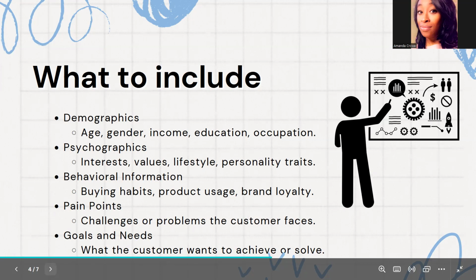Okay, and then the final element would be goals and needs. You should understand what they're trying to do, all right? What the customer wants to achieve or solve. That's going to be your goals or needs. So if we're going back to the coffee example, the goal might be to make it through the day, or the goal might be to make it to work, or to be more pleasant, or whatever coffee does for that particular target customer.